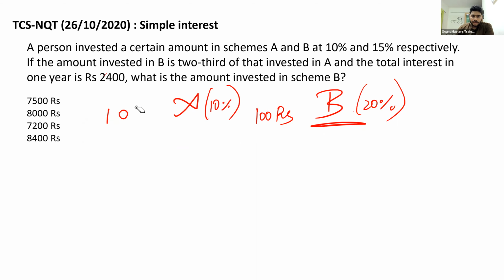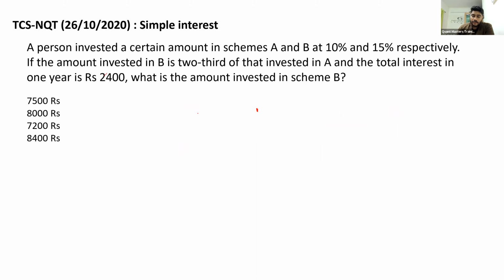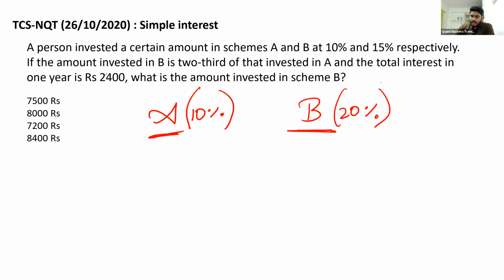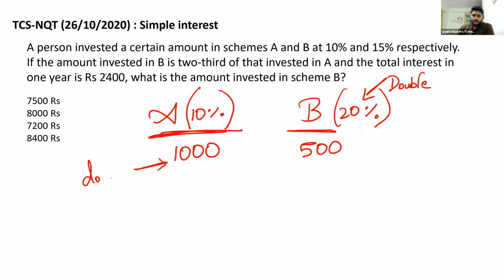Now let me take another example so that you understand better. A and B are the two schemes. Here I am getting 10% and here 20%, which means here the interest rate is double. Focus. Now here the principal will be 1,000 and here the principal will be 500. Here the interest rate was double, here the principal is double.